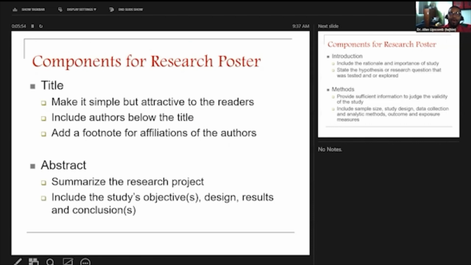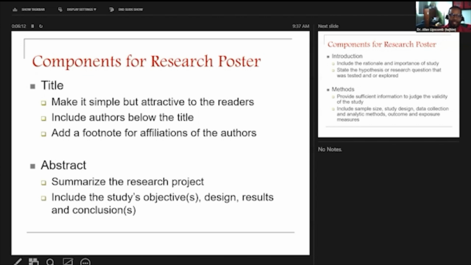So the components of your research poster, of course, you want to have your title. You want to make it simple, right? But you also want to make it attractive for folks. You want to clinch people, right? Get their attention. You want to include the authors below your title, and I'll show you some examples of this.